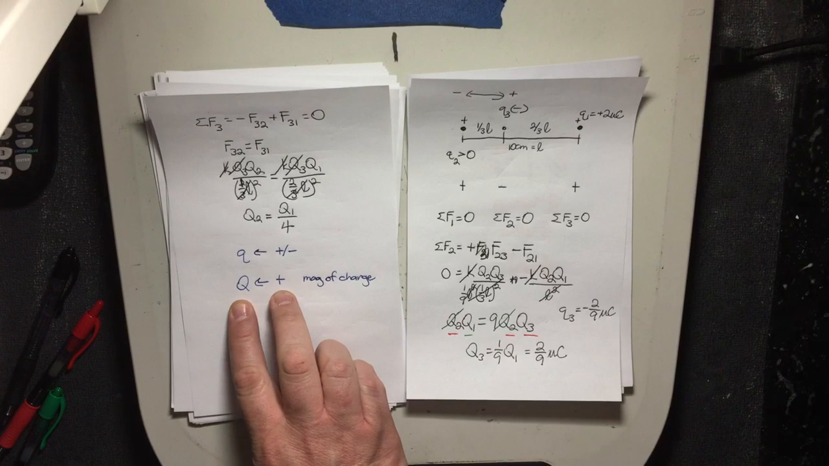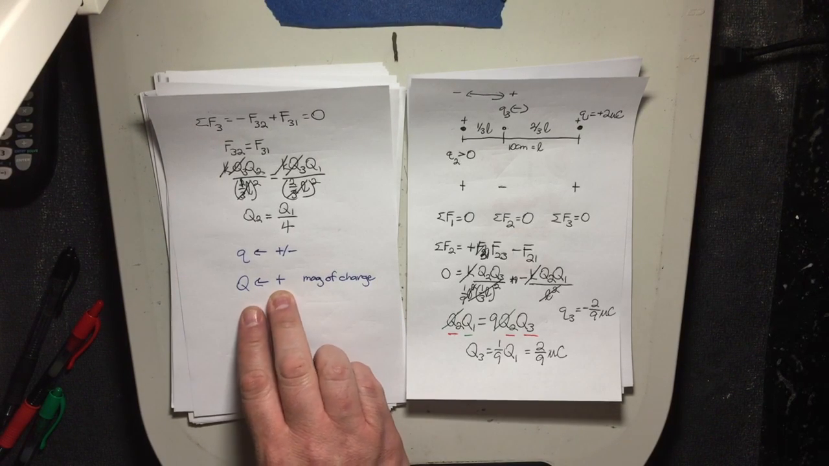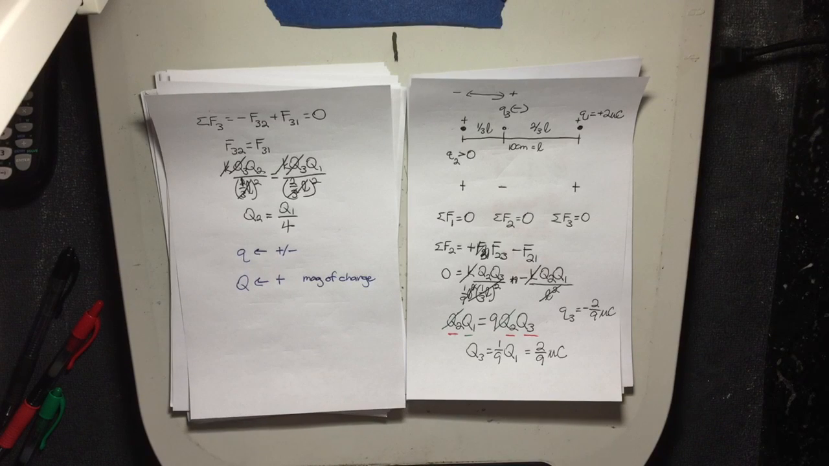I mostly try, big Q is a positive charge. Little q can be positive or negative.